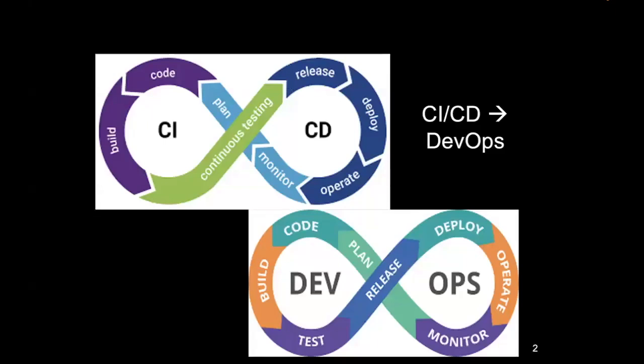Now, I'm showing you these two images. The image on the bottom is the image that I showed you in week one. It's an image that describes DevOps as a process. And you'll notice that it's the exact same image that describes CI/CD as a process.